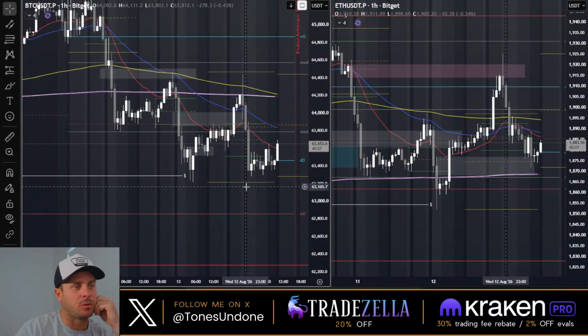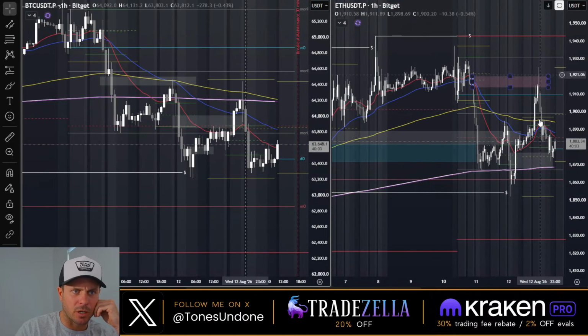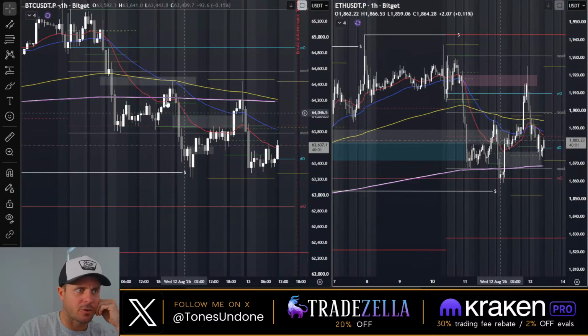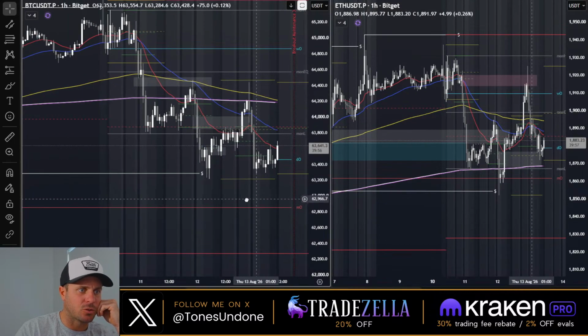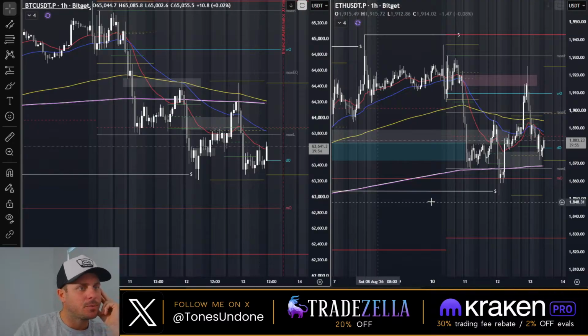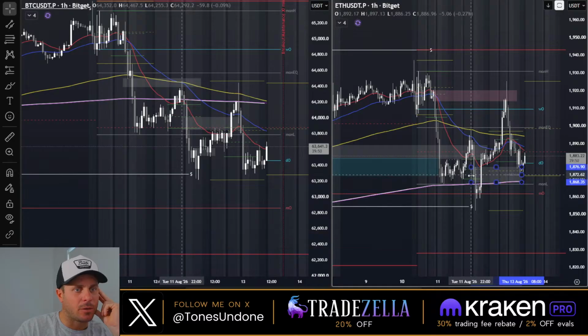So let's see what we got today. Nothing's super clean. Like I said, this was quite an aggressive retrace on Ethereum, and on Bitcoin we had 1, 2, and that third one didn't break this low. So it's not that bearish.